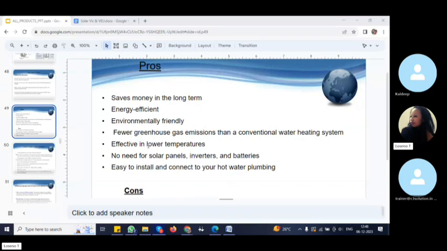It's environmentally friendly, and also most importantly, it emits very few greenhouse gases, which helps in reducing the carbon footprint. So these are some of the benefits of using a heat pump. And you don't need extra boosters, or extra solar panels, inverters or batteries to keep your hot water system running.